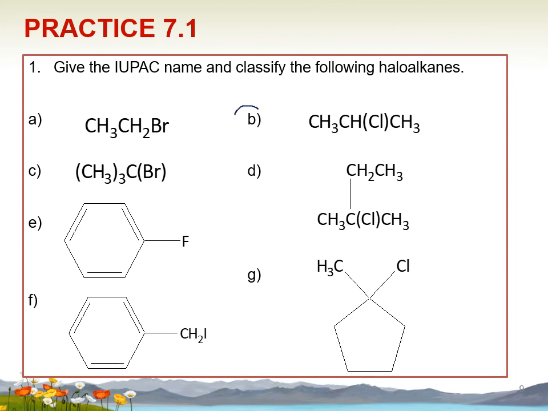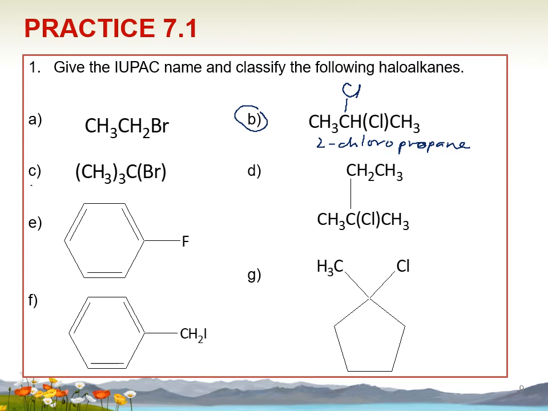B is, as you can see, the carbon number 2 is attached to 1 chlorine. So the name is 2-chloropropane and it is a secondary haloalkane.